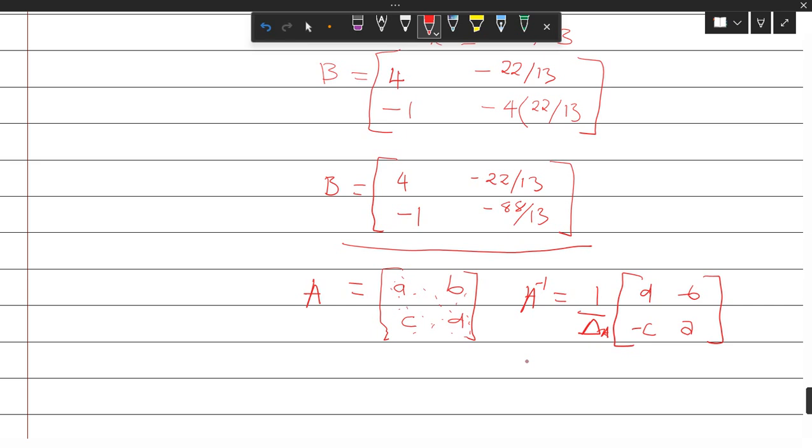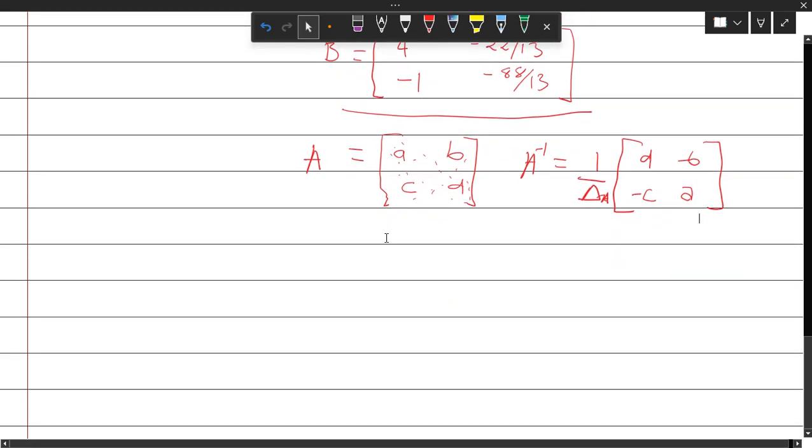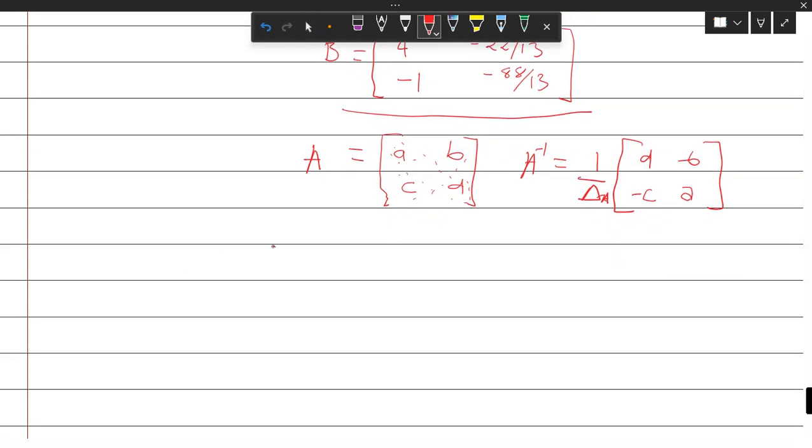So now coming to our question. We know B equals, I'll quickly write it, 4, negative 22 over 13, negative 1, negative 88 over 13.